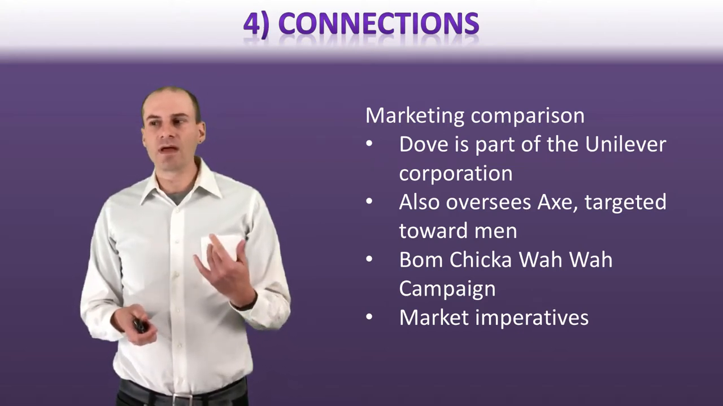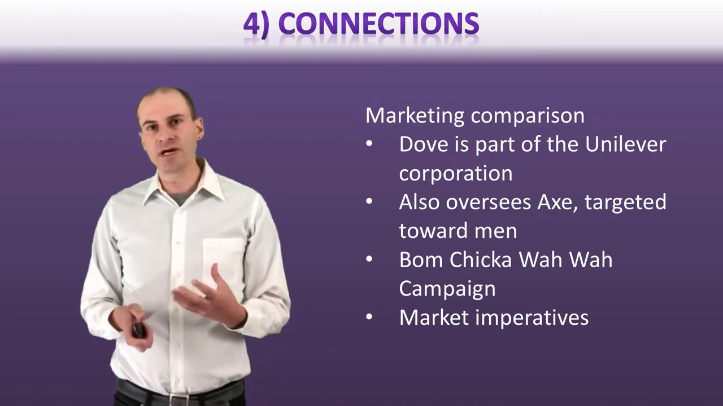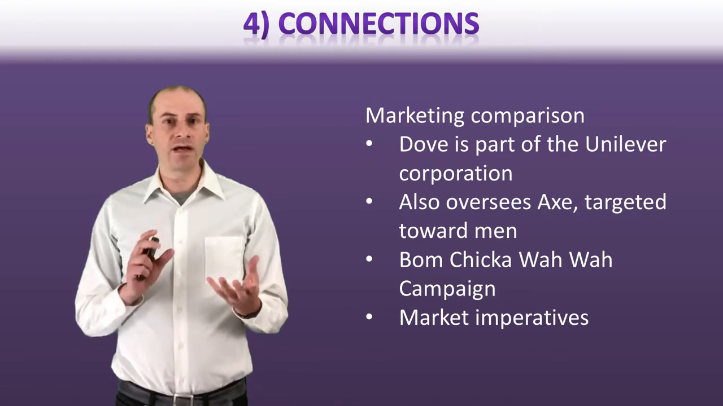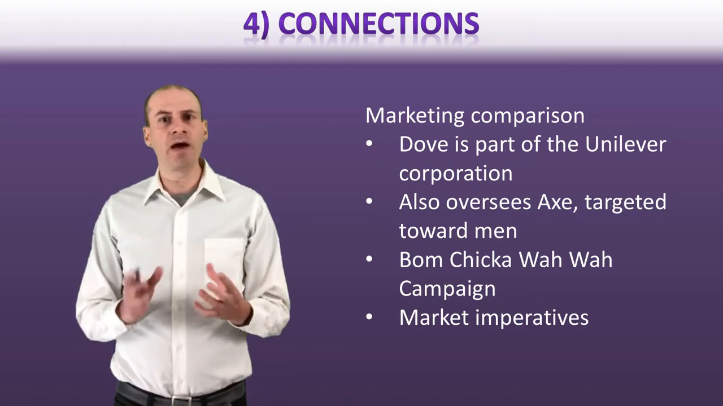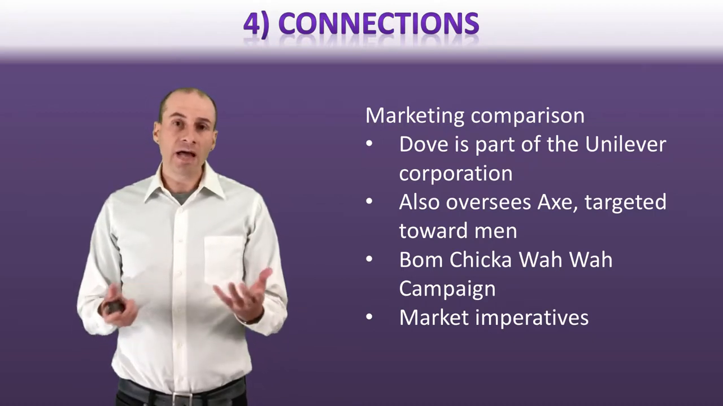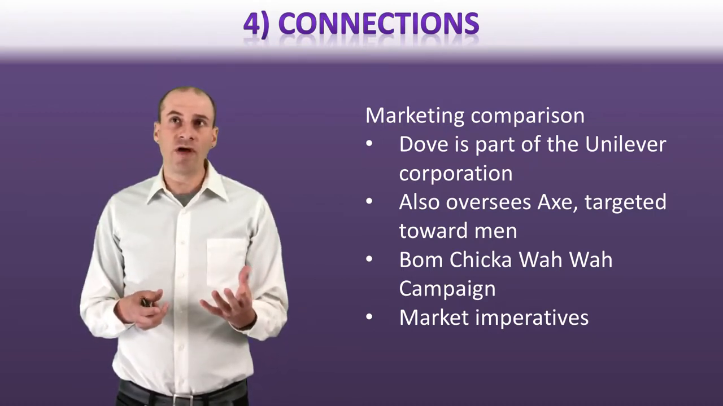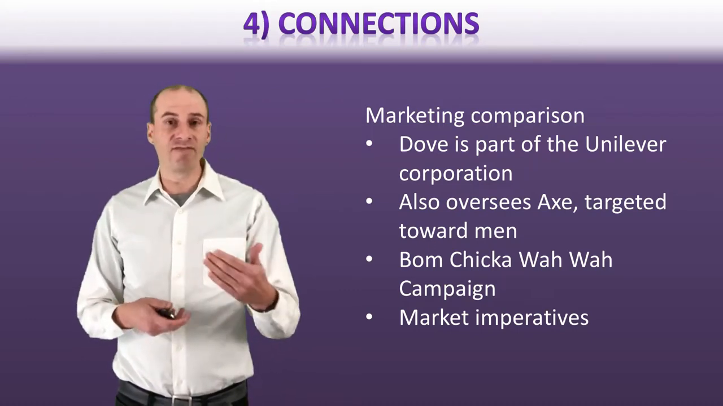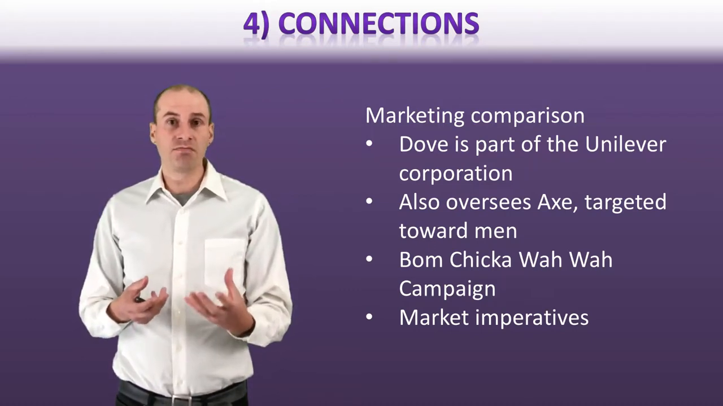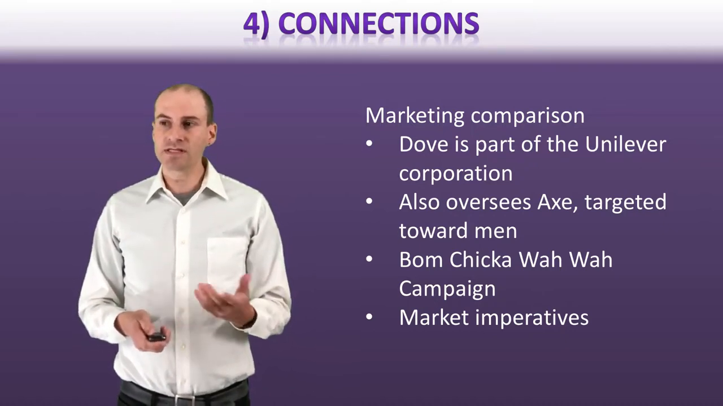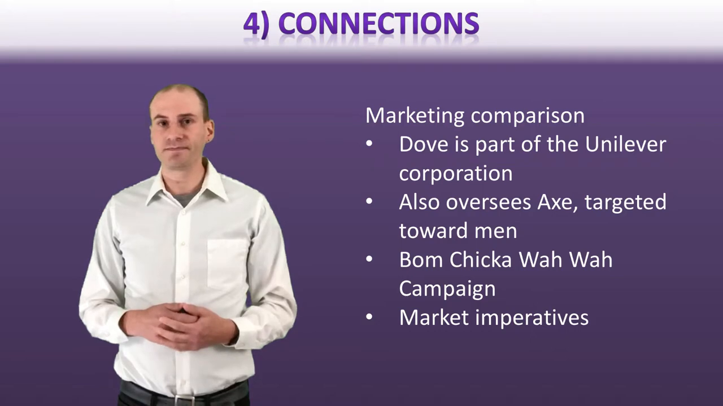And I think that it's kind of interesting to look at as a point of comparison, to look at some of these market imperatives that come out in social marketing in terms of those relationships that occur. And also, I think, as an example of how different marketing campaigns can be. In some ways, this might emphasize perhaps successes of the Dove campaign. So let's take a look at that ad.